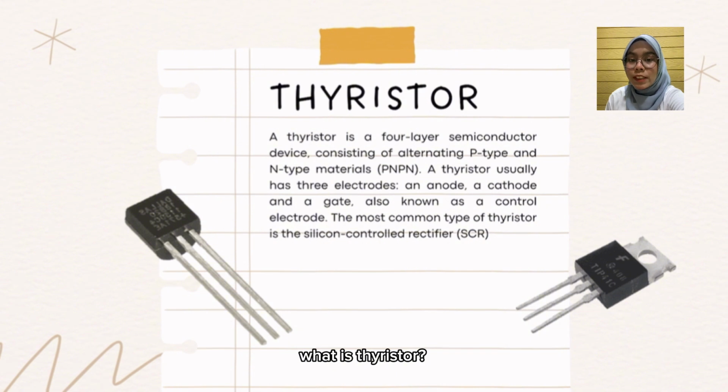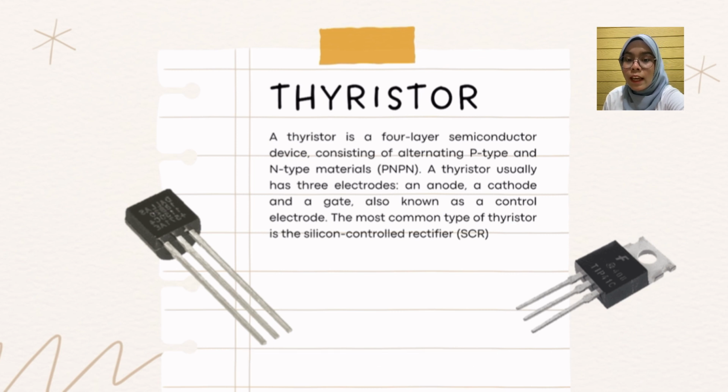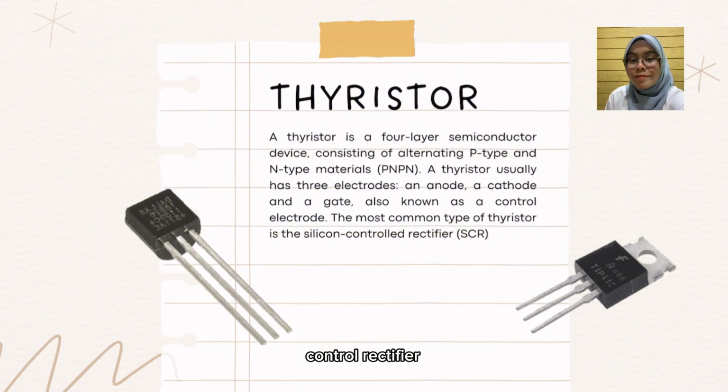What is thyristor? A thyristor is a 4-layer semiconductor device consisting of alternating P-type and N-type materials. A thyristor usually has 3 electrodes, which are an anode, a cathode, and a gate, also known as a control electrode. It is used often where the current and the voltage levels are relatively high. The most common type of thyristor is the silicon control rectifier.